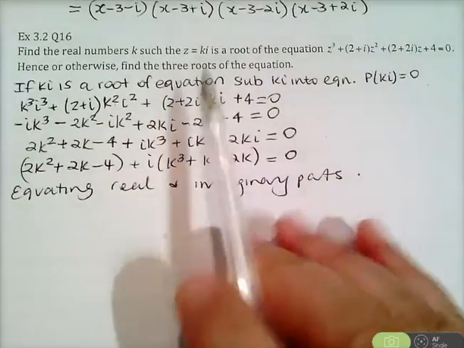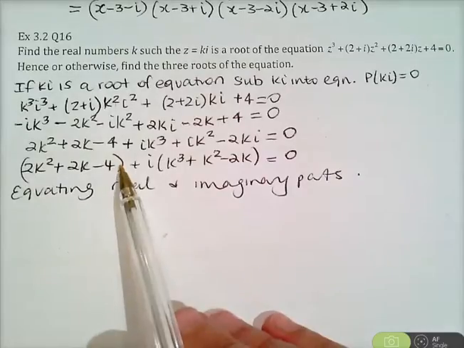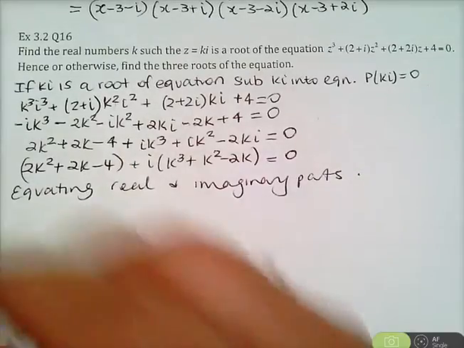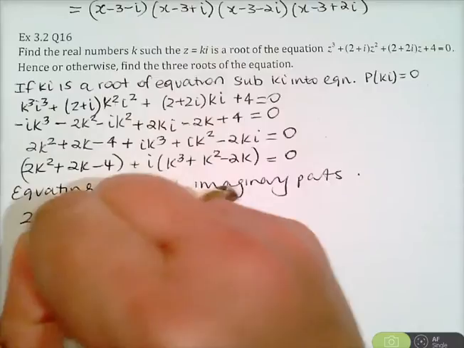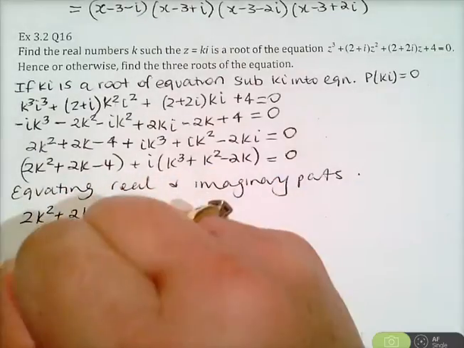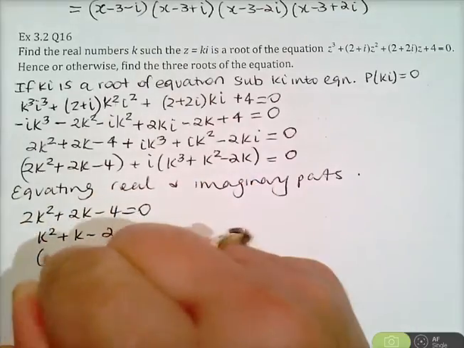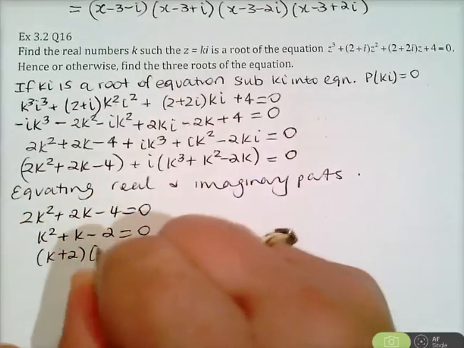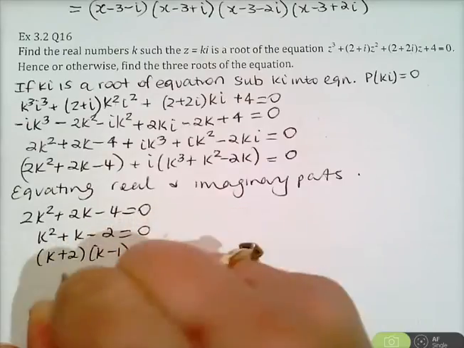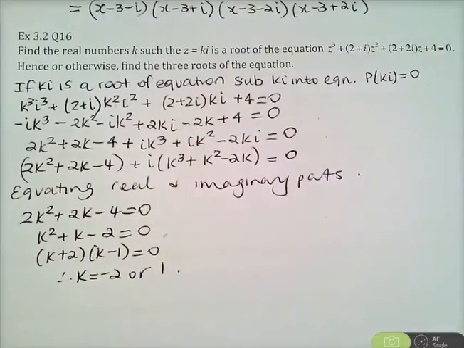Now we know if z equals ki is a root, then this first part here must equal 0. So we've got that 2k squared plus 2k minus 4 equals 0. Dividing through by 2, we've got k squared plus k minus 2 is 0. Factorising this, we've got (k plus 2)(k minus 1) is 0, and so therefore k is negative 2 or 1.